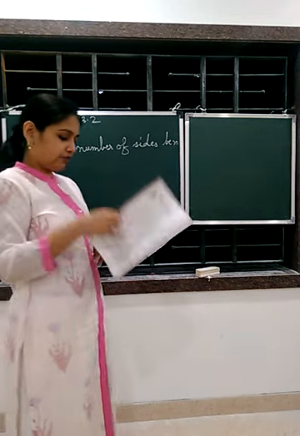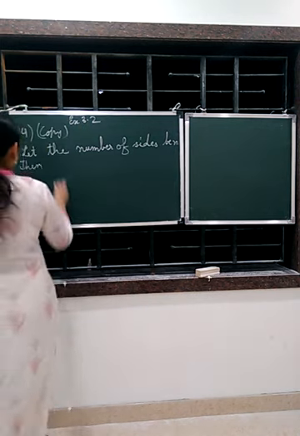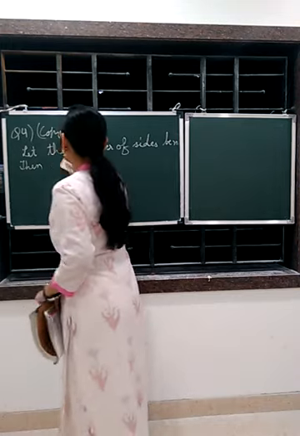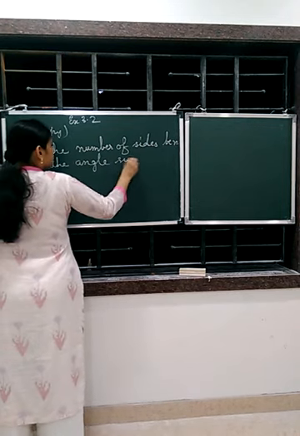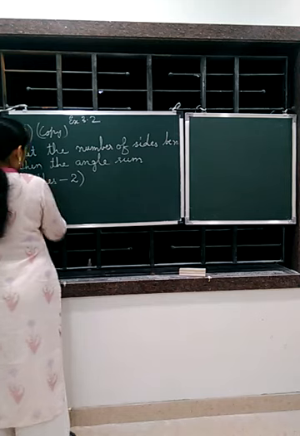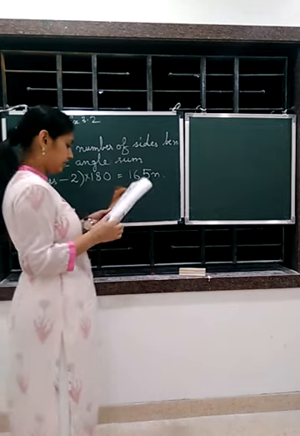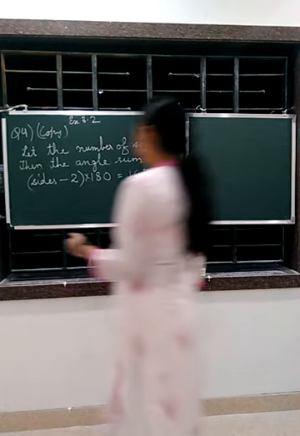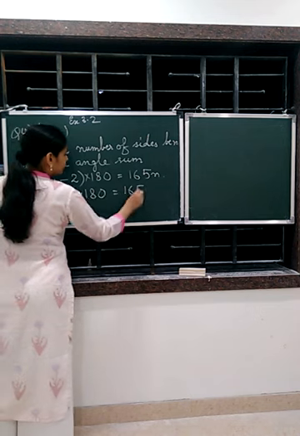By using that table method, the formula of the table in exercise 3.1, where the angle sum property is given, the angle sum will be (number of sides minus 2) into 180, which will give us 165 n, as each angle is given as 165 degrees. So we put here (n minus 2) into 180, which is equal to 165 n.